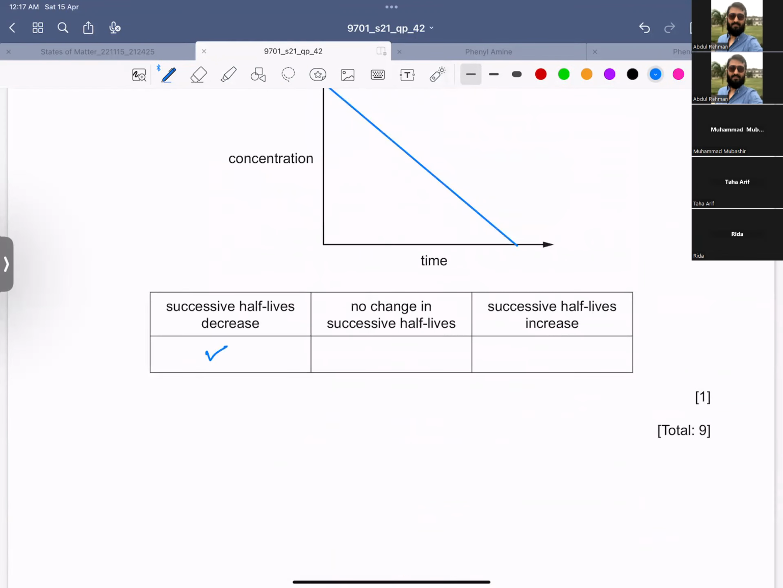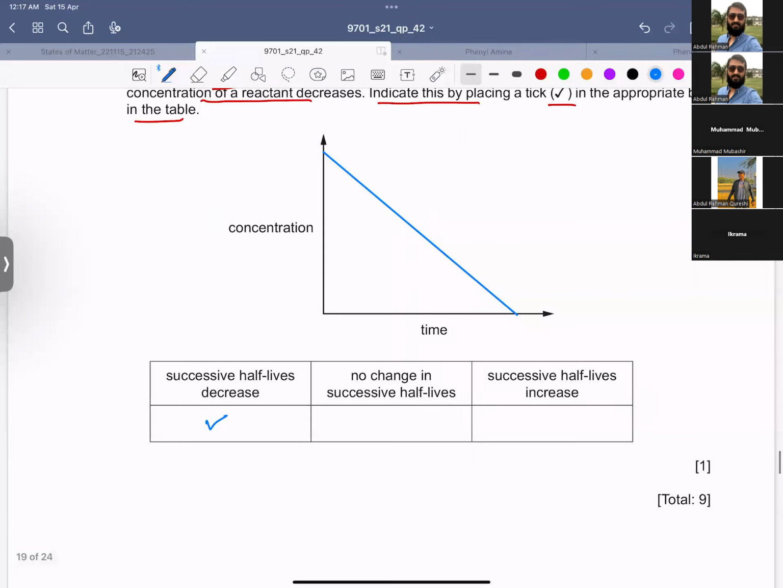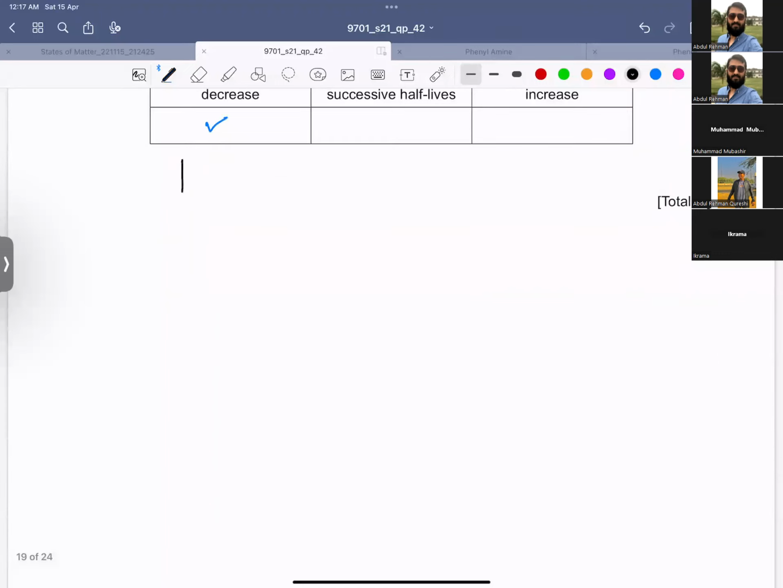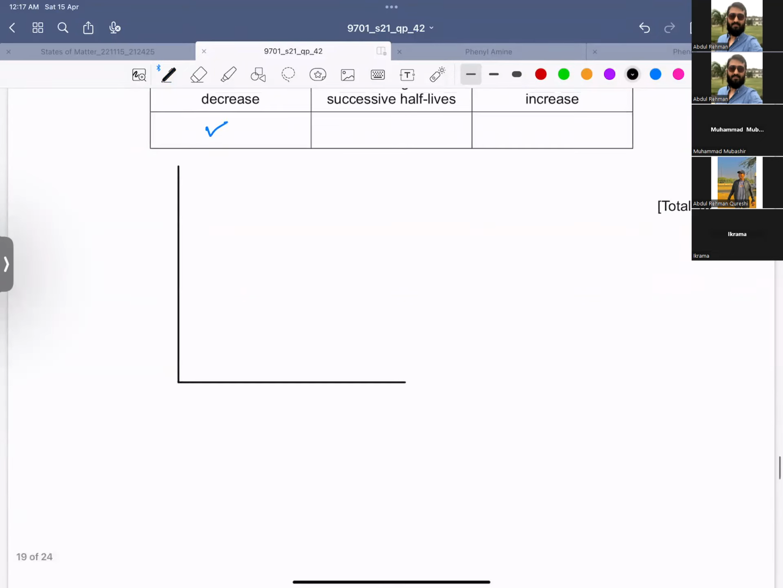Yes. Is this clear to everyone till here? If it's a first order, okay. Let me tell you, for example, if the examiner asks you for the first order, how you would make it: for first order, there is no change in the half-life, okay? And for the second order, the successive half-lives would actually increase.